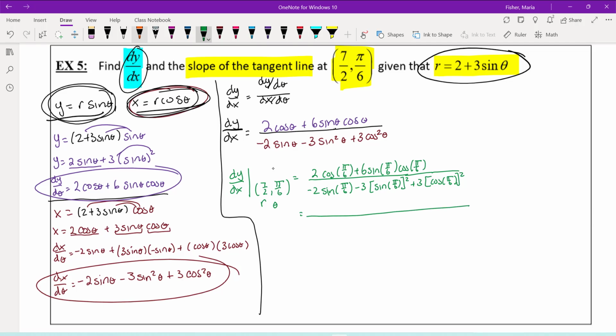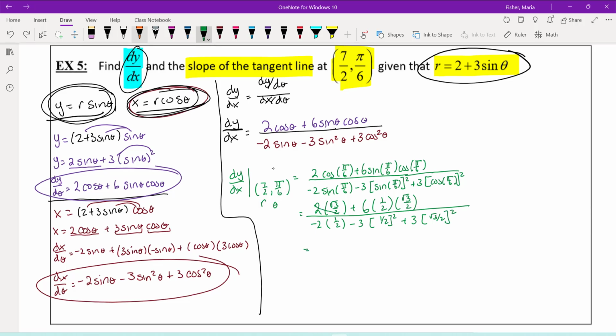Well, the cosine of pi over 6 is the square root of 3 over 2. So this is 2 times the square root of 3 over 2 plus 6. The sine of pi over 6 is a half. So that's going to be a half. And then again, the cosine of pi over 6 we know is the square root of 3 over 2. Down here, it's going to be negative 2. Sine of pi over 6 we already said was a half. Minus 3. Sine of pi over 6, again, we already said was a half, and that gets squared. And then the cosine of pi over 6 we said was the square root of 3 over 2, and then that gets squared.